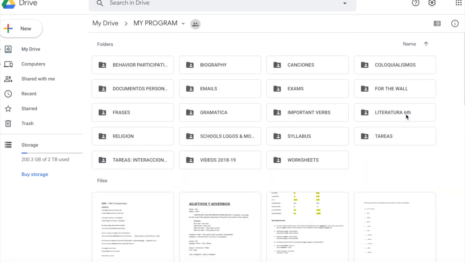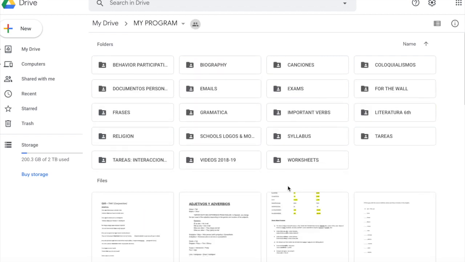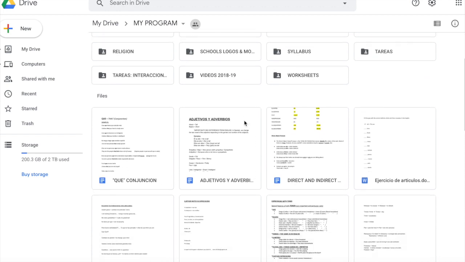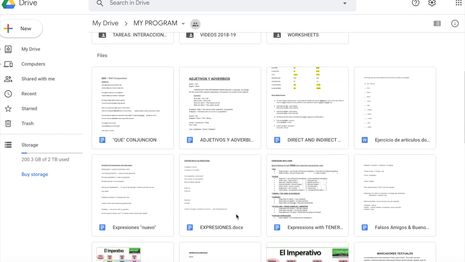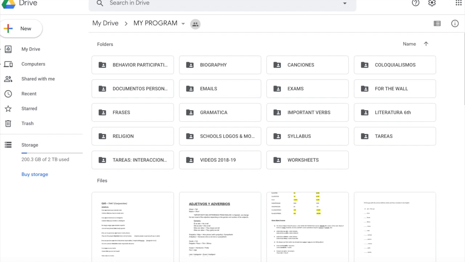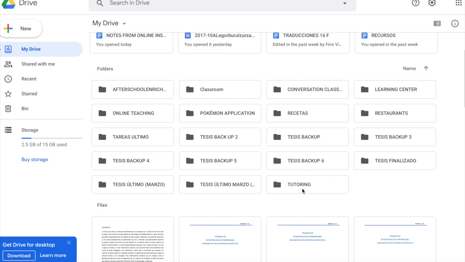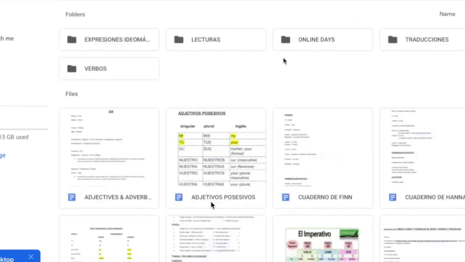I try to integrate here on this folder many different things like the behavior participation sheets, the important verbs, the documents that I share with my students for conjugations and many other things, worksheets, many documents that I've been preparing throughout the years, expressions, other expressions, in order to share real quick with my students. According to my tutoring, I have here another drive with this. Here I have the translations, traducciones.